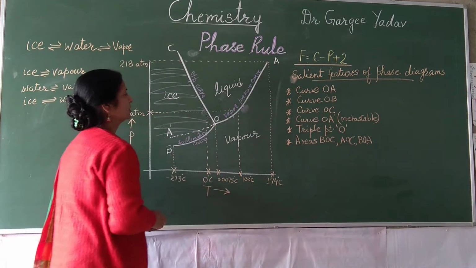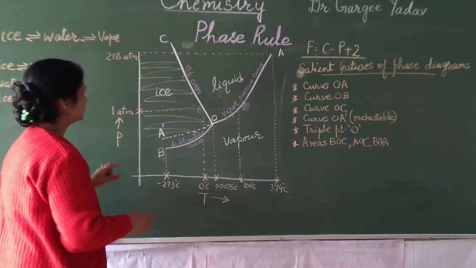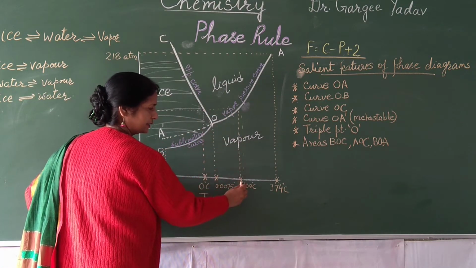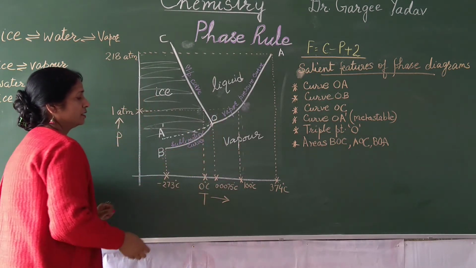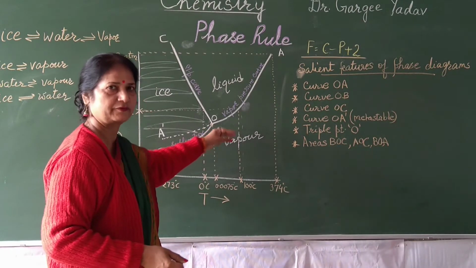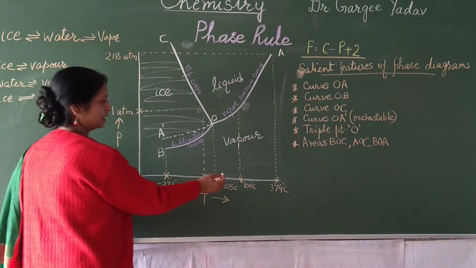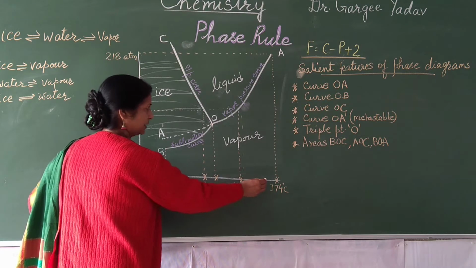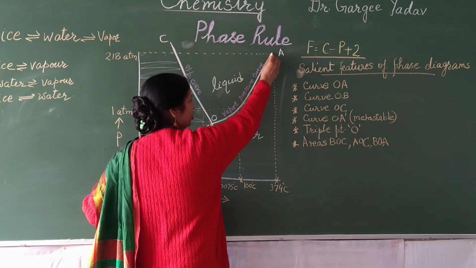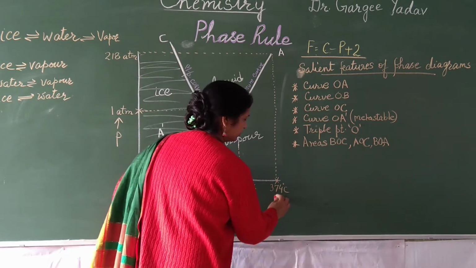As we can see, this OA is the vapor pressure curve for liquid water. What we see is that the 1 ATM line cuts it at 100 degrees centigrade. Moreover, it shows the effect of temperature on the vapor pressure of the water. As we increase the temperature, the vapor pressure increases, and it reaches this point, which is 374 degrees centigrade, and actually it is the critical temperature.